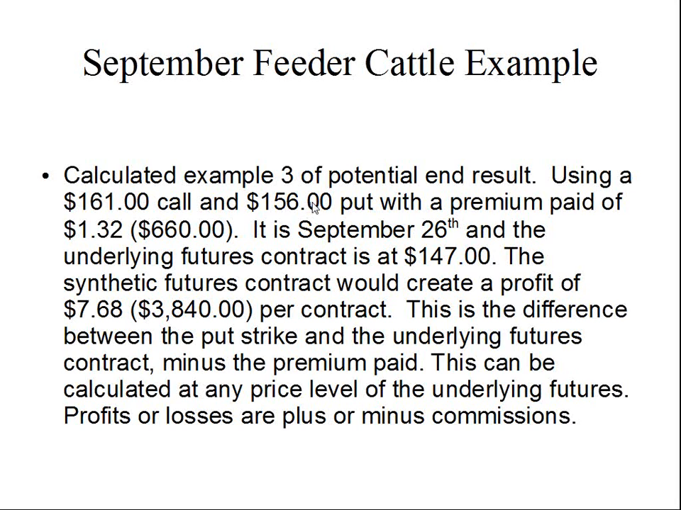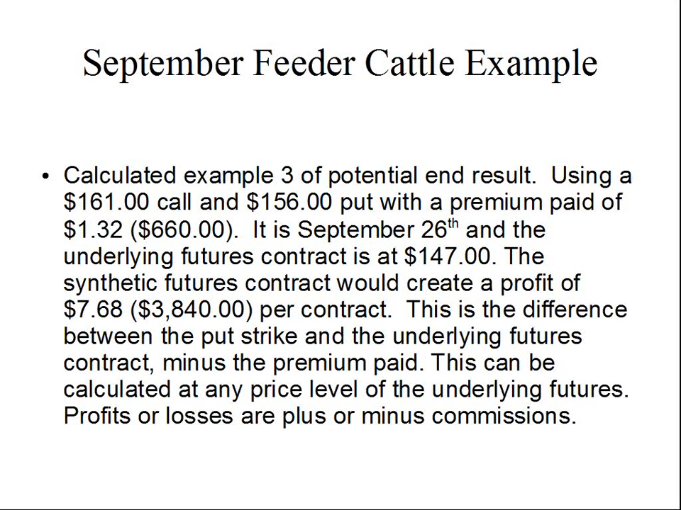So we've now got a 156 put. We're going to sell it, and the difference is $9, minus the $1.32 that we paid, gives us a $7.68 profit per contract. This is the difference between the put strike, 156, and the underlying futures, which is going to be at 147 if the feeder cattle index is 147, minus the premium paid.